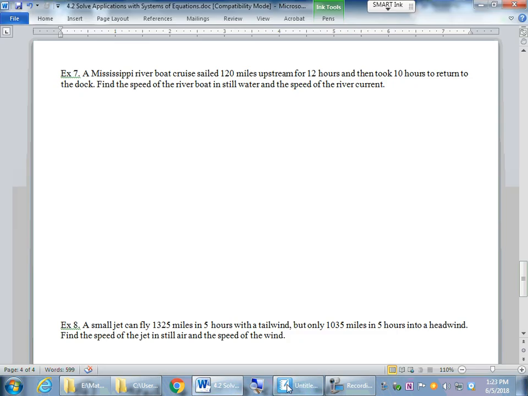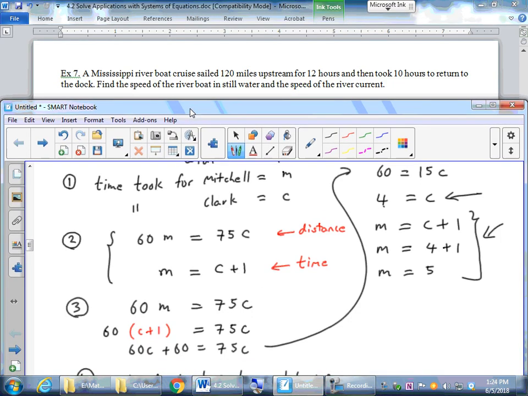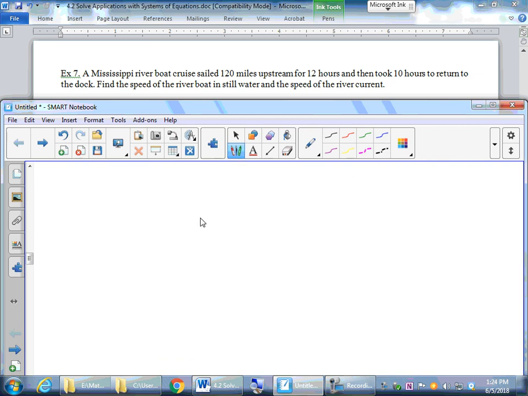In this case, we are talking about upstream, downstream, and so on. Let's take a look at this. A Mississippi River boat cruise sails 120 miles upstream for 12 hours and takes 10 hours to return to the dock. Find the speed of the boat in still water and the speed of the river current. So they are asking for two things.